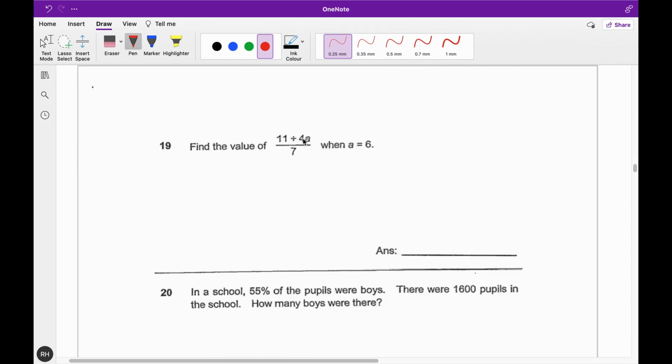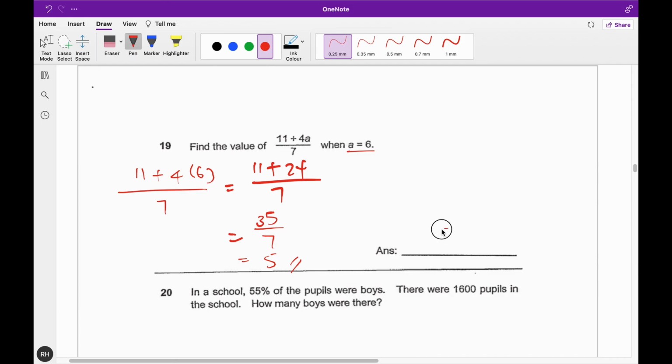Question 19. Find the value of 11 plus 4a divided by 7 when a is equal to 6. 11 plus 4 bracket 6 divided by 7. We'll solve the times first, so in the order of operations, we have 11 plus 4 times 6, 24, divided by 7. 11 plus 24, we have 35 divided by 7, which is equal to 5. Answer is 5.